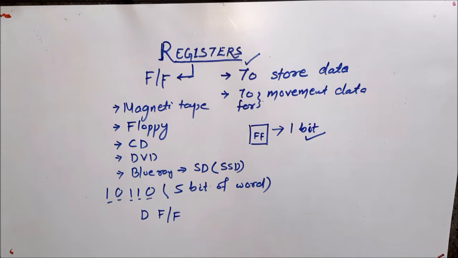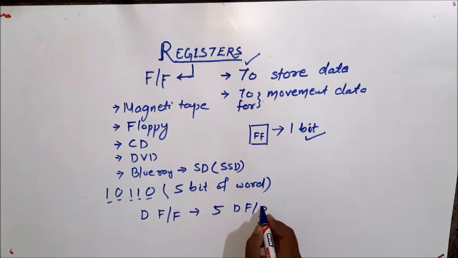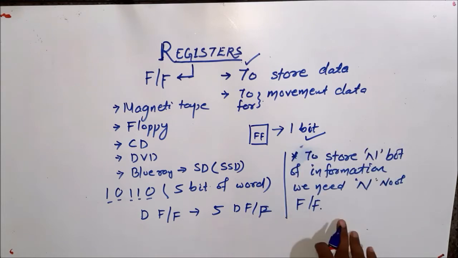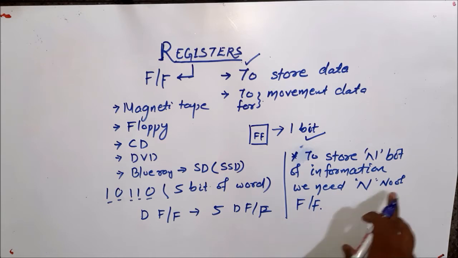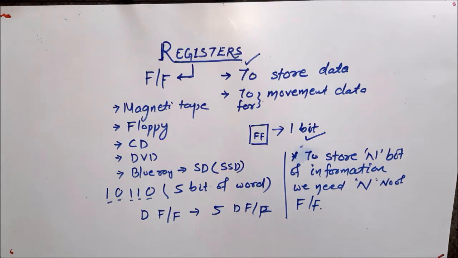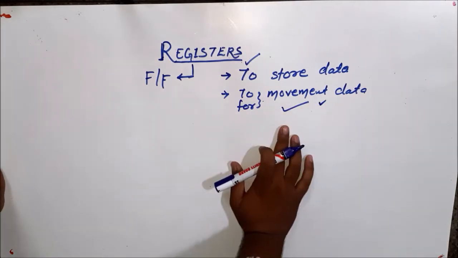So if someone asks how many D flip-flops you need to store this 5-bit word, the simple answer is I need 5 D flip-flops. It is very clear that to store n bits of information we need n flip-flops. And the second part is the data movement.